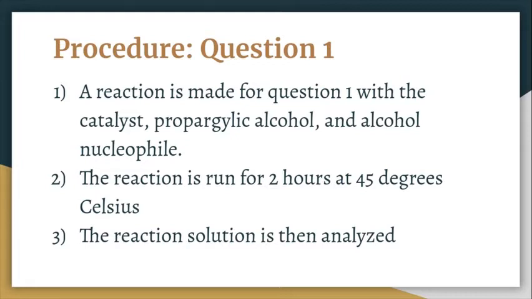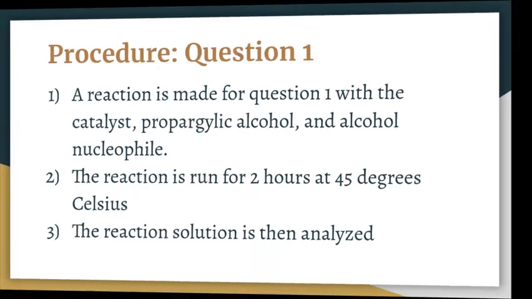For the reaction experiment or question one, a reaction was made with the catalyst, propargylic alcohol, primary alcohol, and solvent. That reaction was run for 2 hours at 45 degrees Celsius before it was analyzed.